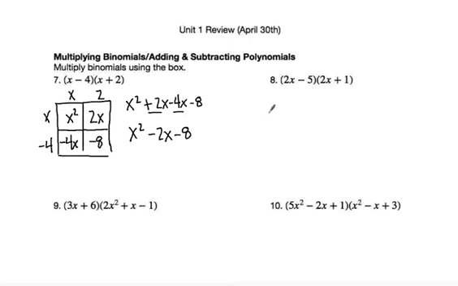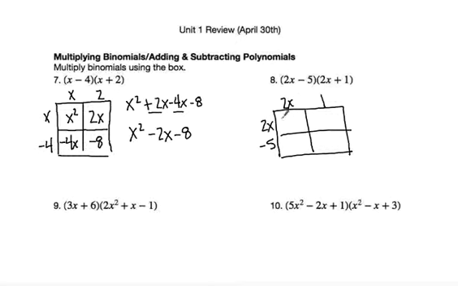On number 8, we've got 2x minus 5 times 2x plus 1. So we're going to draw our box. We're going to put 2x and negative 5 down the side and 2x and positive 1 across the top. So 2x times 2x, 2 times 2 will give us 4, x times x will give us x squared. 2x times 1 gives us 2x. Negative 5 times 2x gives us negative 10x. Negative 5 times 1 gives us negative 5.